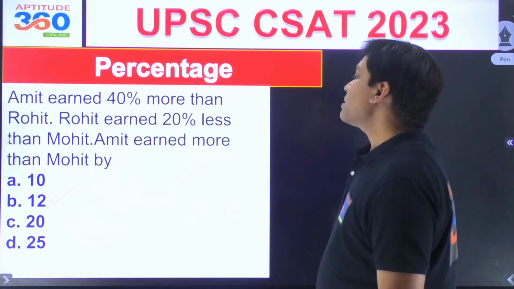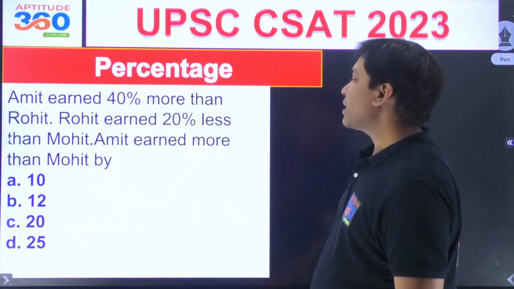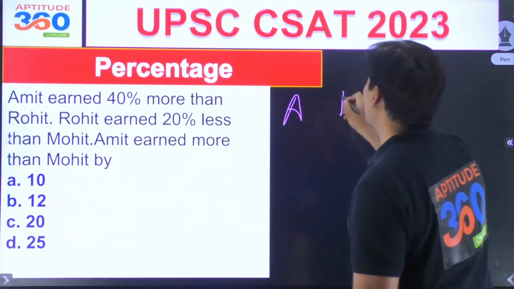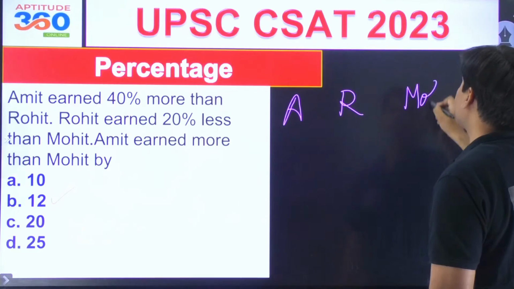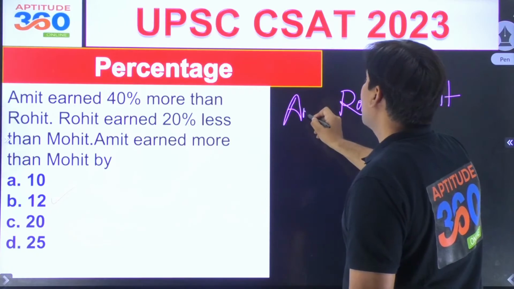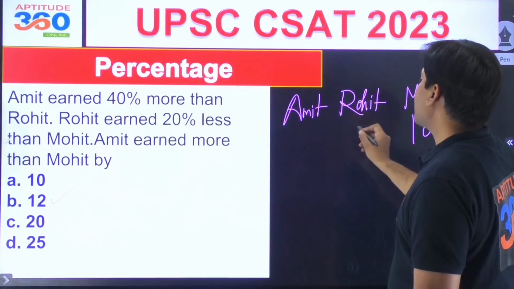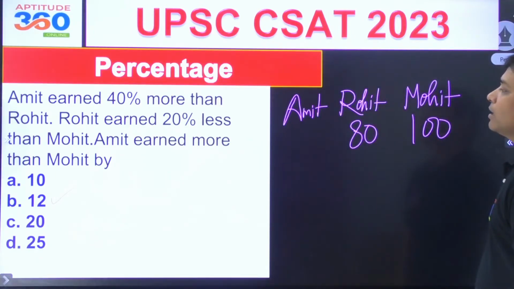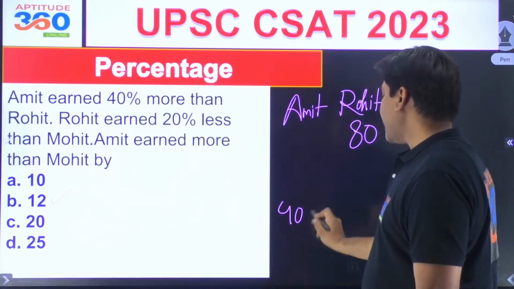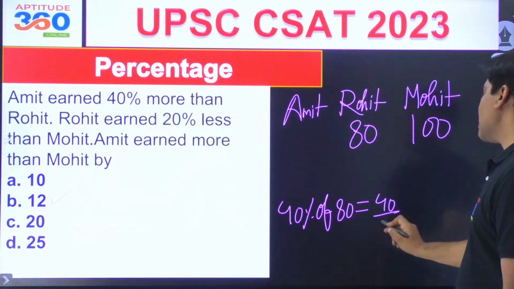Amit earns 40% more than Rohit. Amit earned 40% more than Rohit. How much did Rohit earn? 20% less than Mohit. So the entire comparison begins with whom? Amit, then Rohit, then Mohit. I would say that I'm going to take Mohit as 100. Rohit earned 20% less. 20% less of this value is 80. And Amit is earning 40% more than Rohit. So what is 40% of 80?